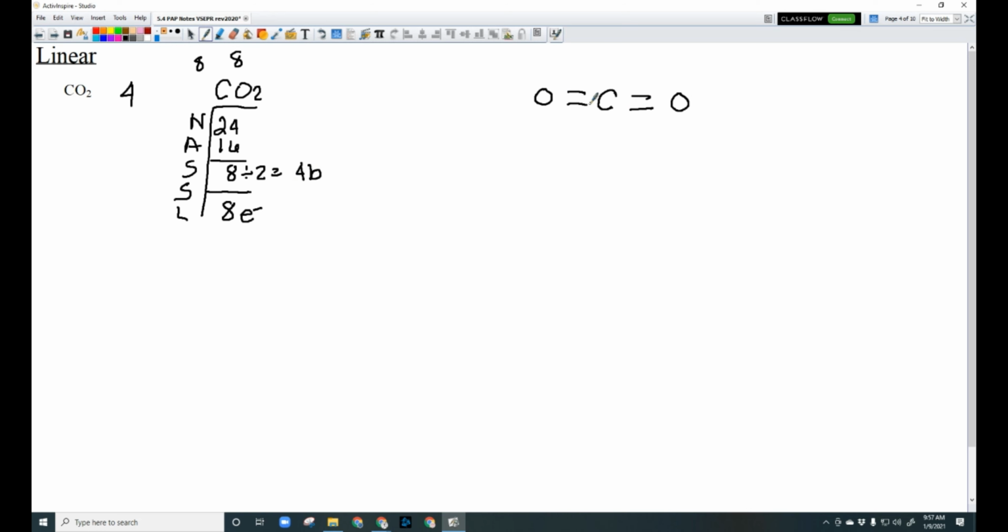Okay, now we're going to start checking octets. So carbon, we always start with the central atom. Carbon has 2, 4, 6, 8 electrons around it. So carbon has its full octet. Oxygen has 2, 4. So we're going to have to put lone electrons here. 5, 6, 7, 8. Okay. Oxygen here, 2, 4. So 5, 6, 7, 8. So let's verify we used our 8 electrons. 2, 4, 6, 8. We did. We have our 4 bonds.